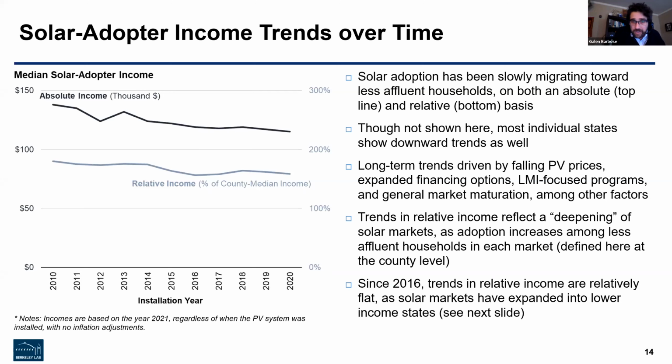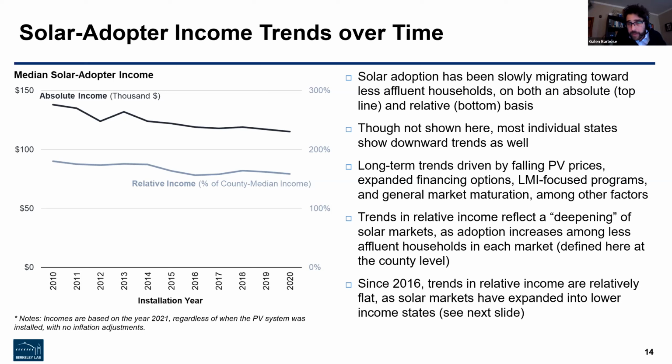So far, we've really just focused on a snapshot looking at 2020 adopters. The next couple slides will focus on how these trends have been changing over time. The figure here shows that solar adoption has been migrating, albeit somewhat slowly, towards less affluent households over time. And that's been happening both on an absolute basis, which is what the top line shows, as well as in terms of relative income levels, which is the bottom line.